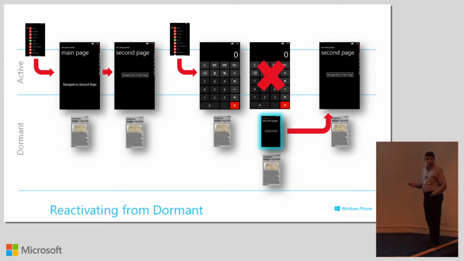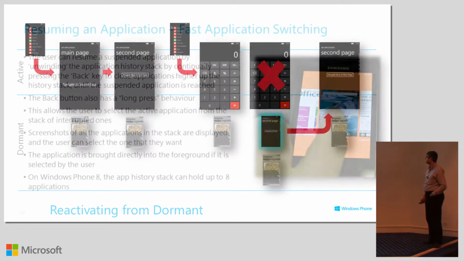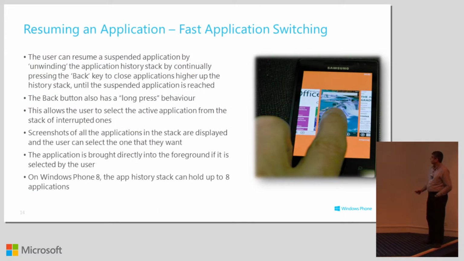So this is just walking through the application. I'll just skip through this because we have seen this behavior. If you remember, we went from the main page to the second page, right? And then we opened another application, and when we closed the application, we came back to the second page because it was dormant, and then from dormant it came back to active.